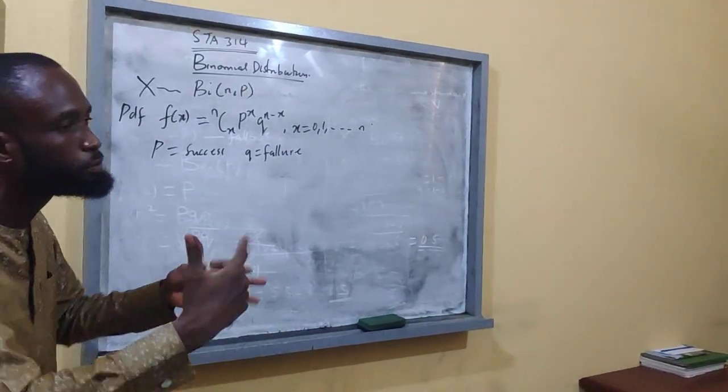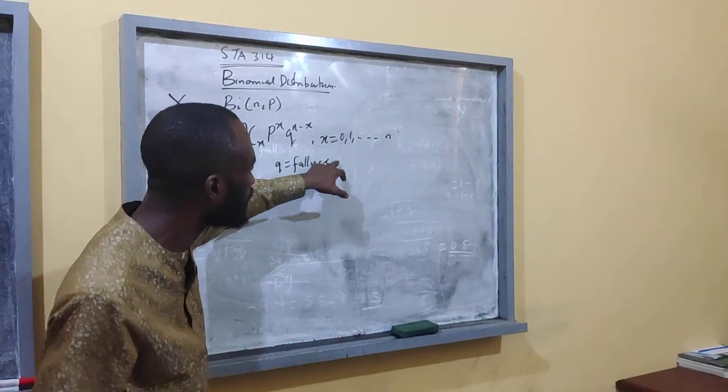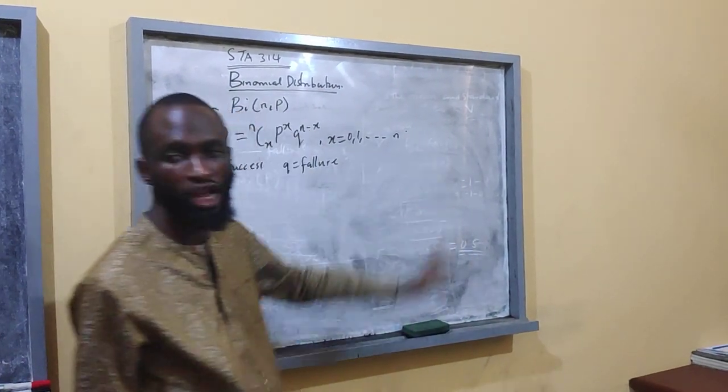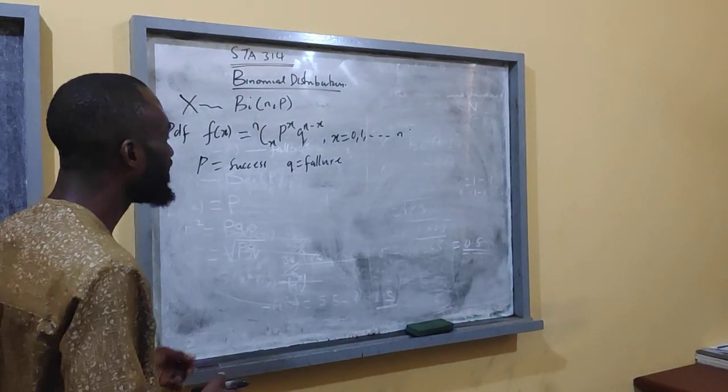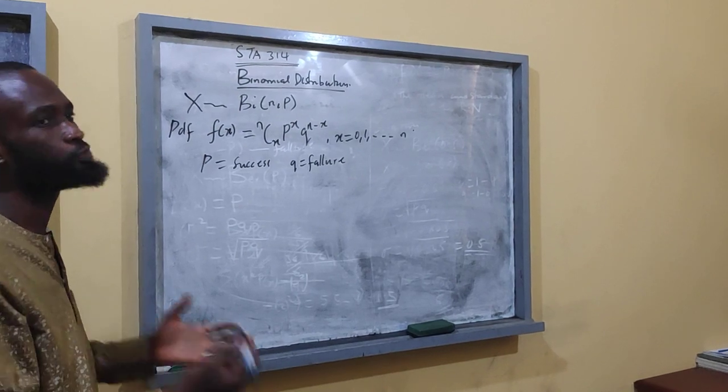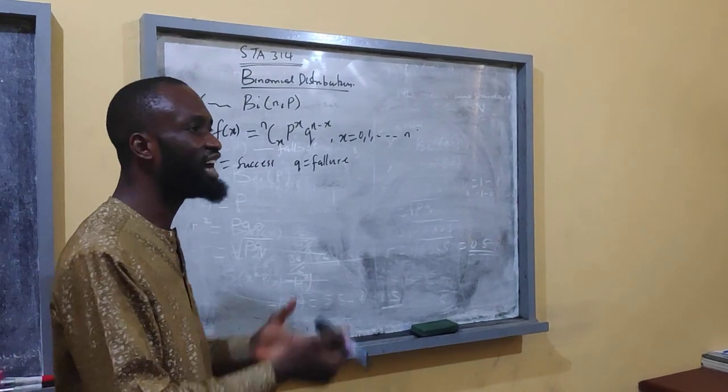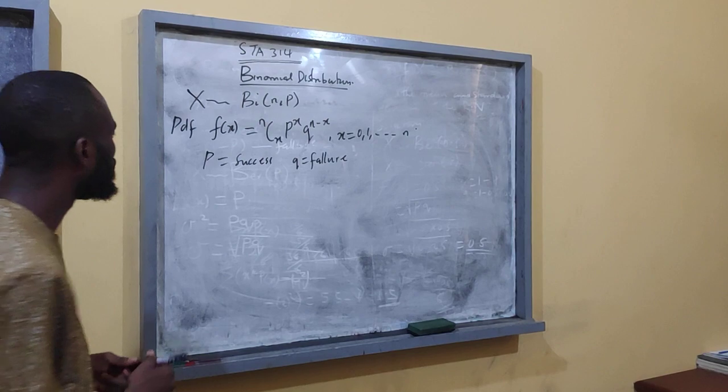Binomial requires multiple trials. That is why the value of x goes from 0, 1, up to n. But for Bernoulli, it's just 0, 1. Now, the next thing is for us to get the expectation, the variance, and the standard deviation of the what? Of the Bernoulli.